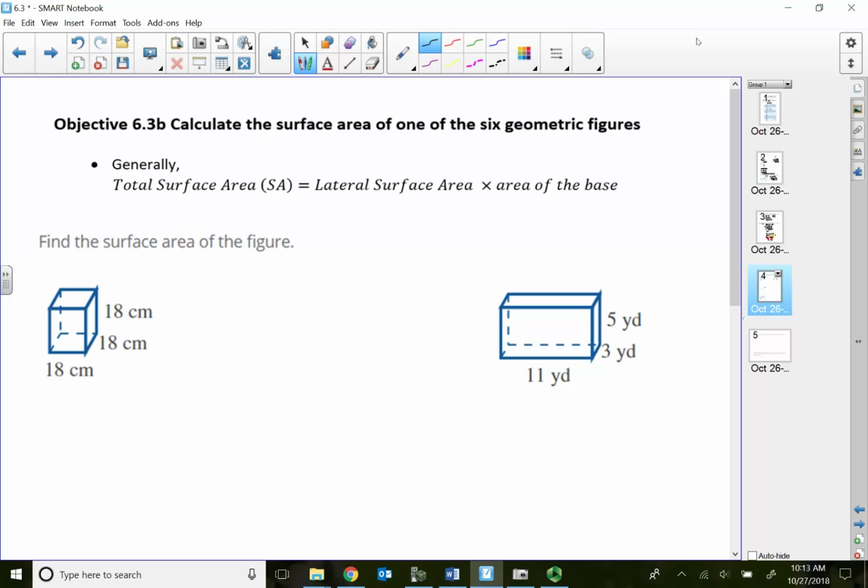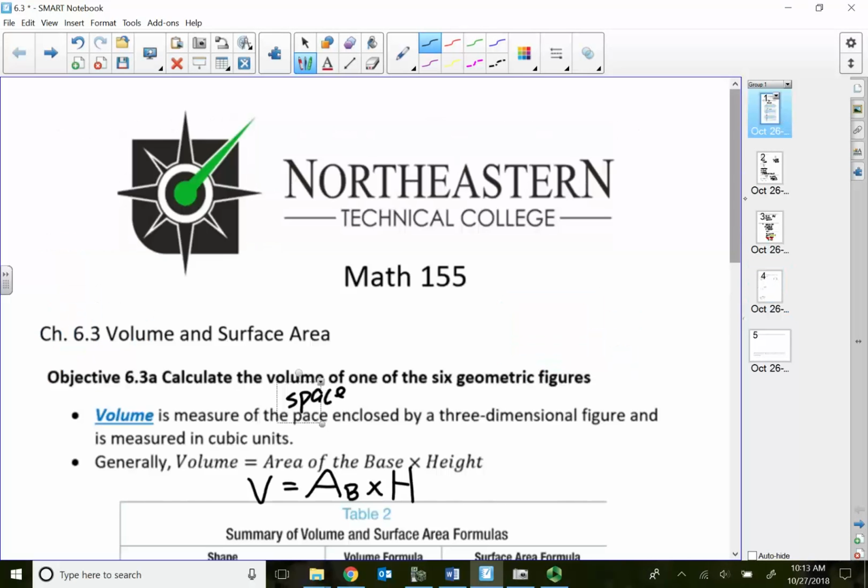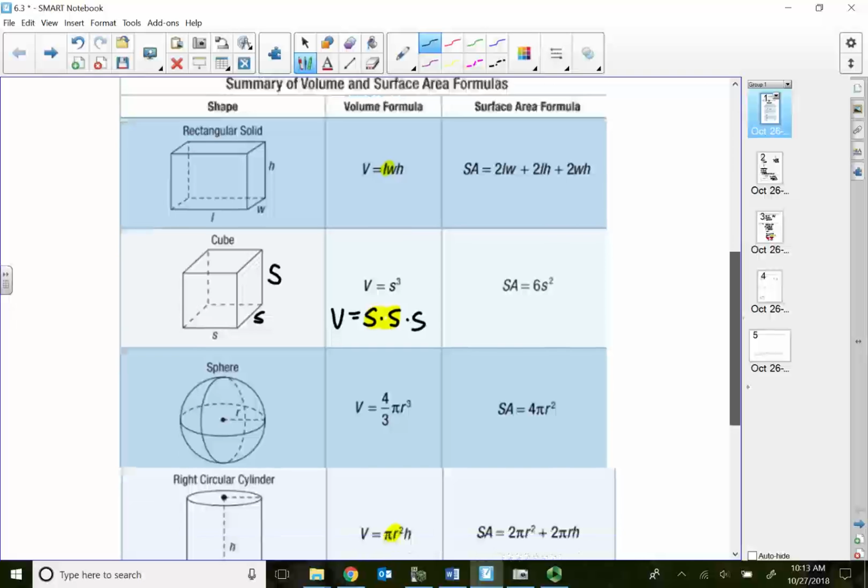155, section 6.3 about volume and surface area. So in this lecture video, I'm going to show you how to find the surface area of the 6 geometric figures we listed in the textbook.